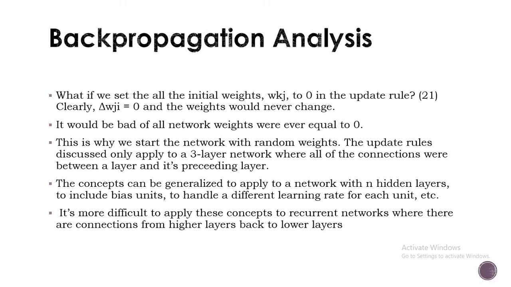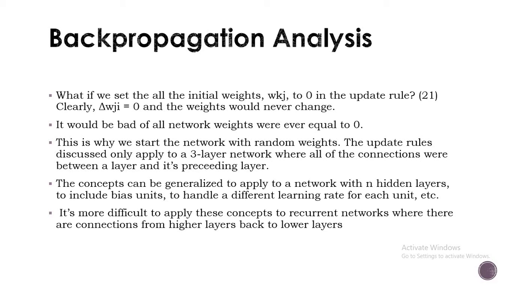The next topic is backpropagation analysis. If we set all the initial weights Wkj to 0 in the update rule, clearly delta of Wji, that is our weight from input layer to hidden layer, is equal to 0 and the weight would never change. It would be bad if all network weights were ever equal to 0. This is why we start the network with random weights.